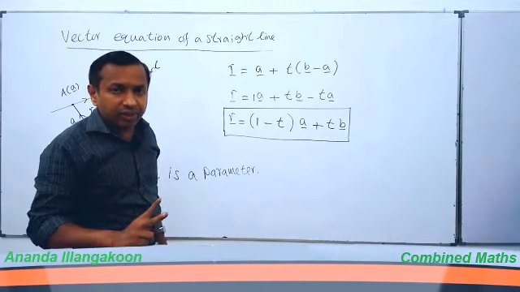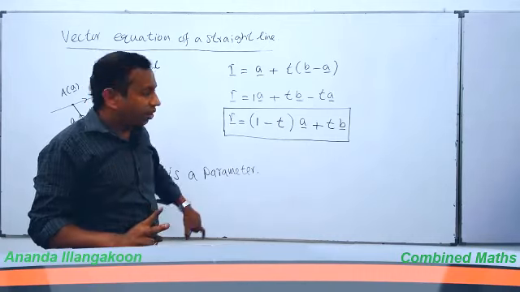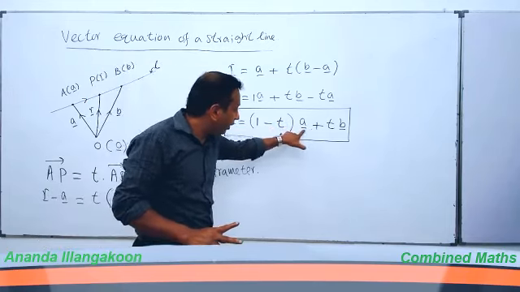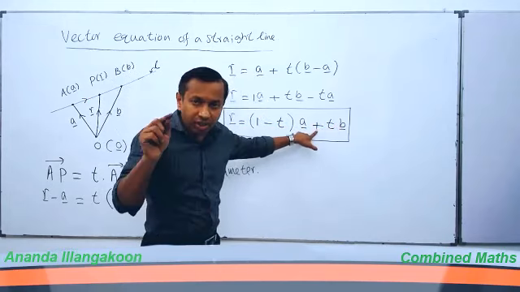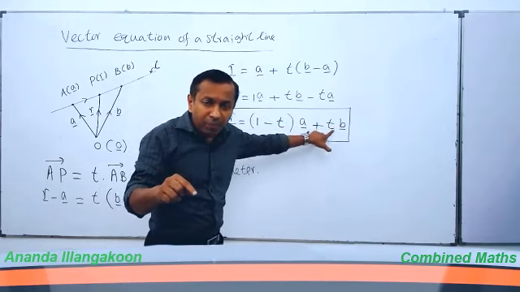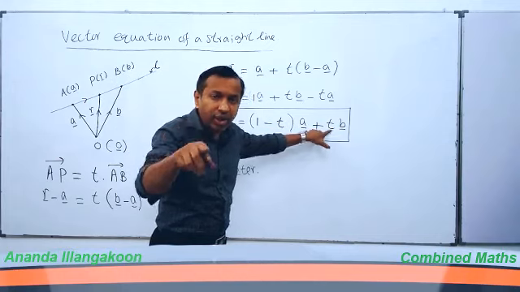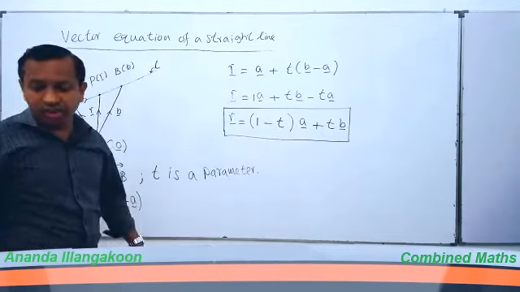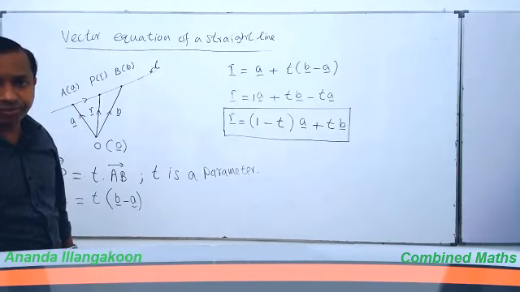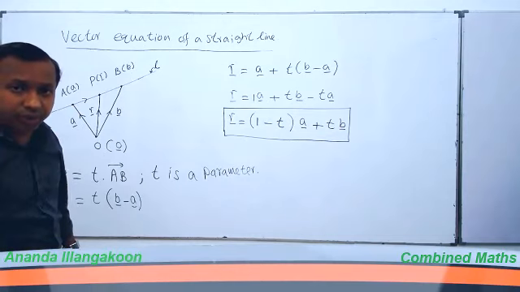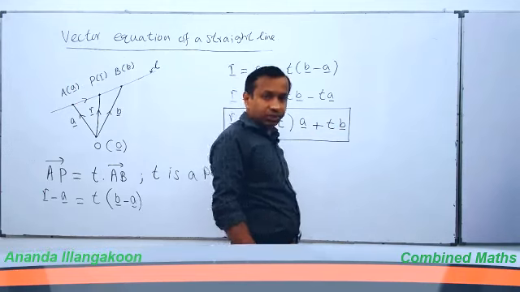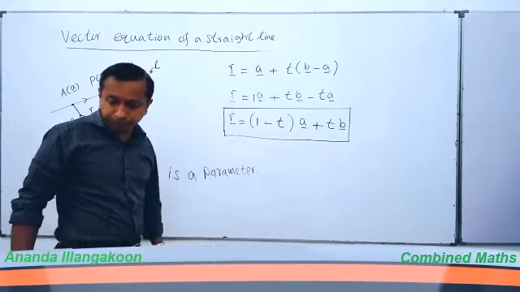Then how to write the vector equation? R equals the 2 position vectors we write here with a plus sign in the middle, and one position vector we multiply by T, the other one we multiply by 1 minus T. That's how we simply write the position vector. Understand? The position vector of any point, it is the vector equation of the straight line. Right? So remember this.